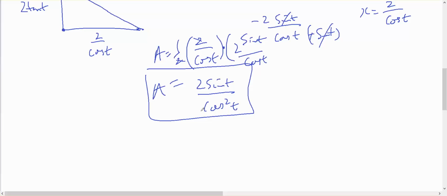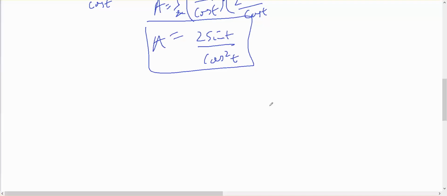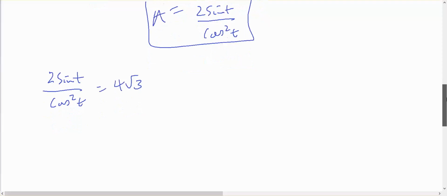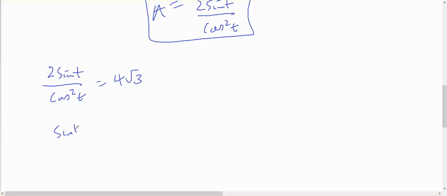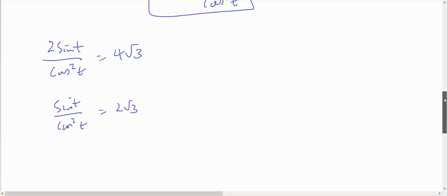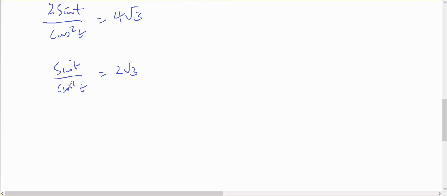At the end of part B I found out that this was the area, so I'm going to set that equal to 4 root 3 and solve for t. We've got 2 sine t on cos squared t equals 4 root 3. I can halve both sides and get sine of t over cos squared of t equals 2 root 3. Then if I move my cos squared t, I've got the sine of t equals 2 root 3 times the cos squared of t.